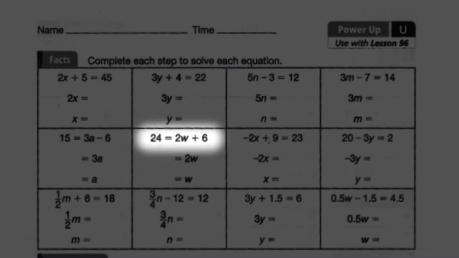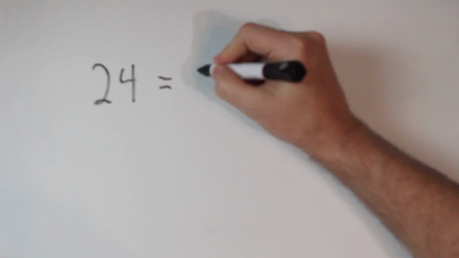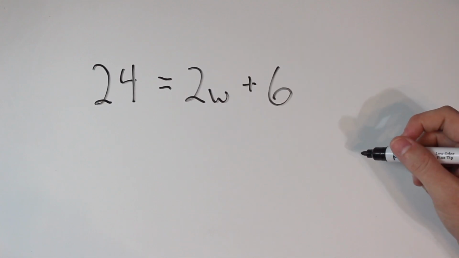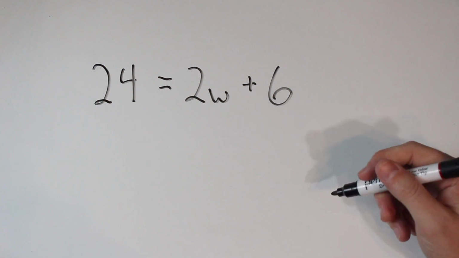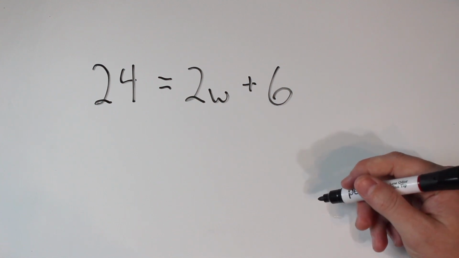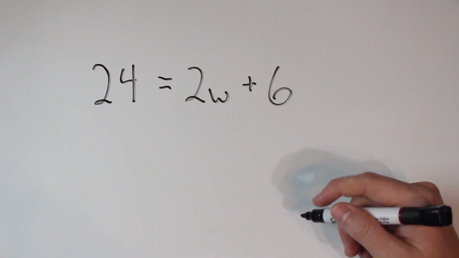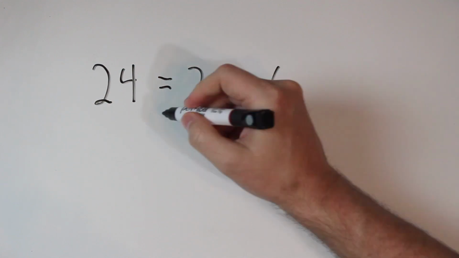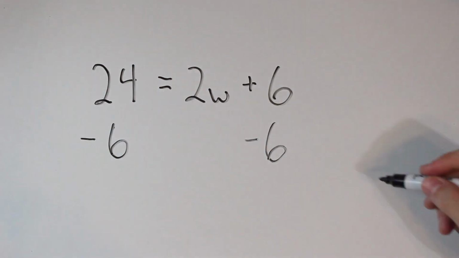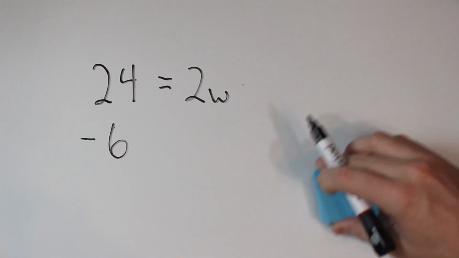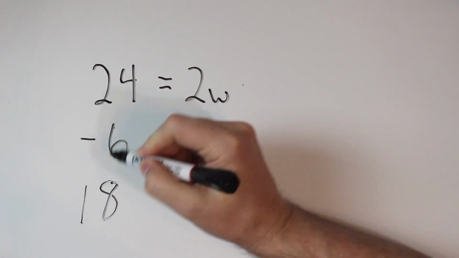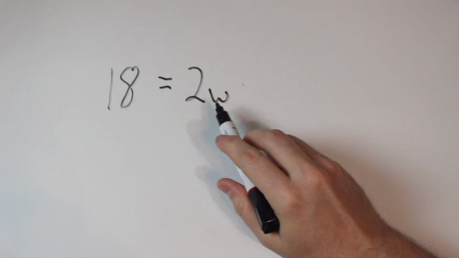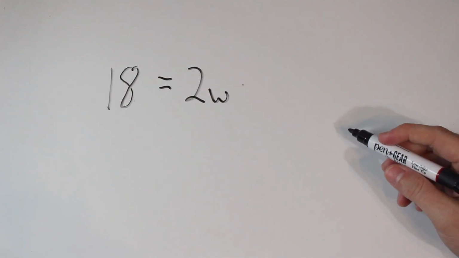24 equals 2w plus 6. Once again, this problem is written differently than we're used to. But let's try to solve it this way anyway. The steps are the same. First, let's undo the addition operation by subtracting 6 from both sides. After we cancel the 6's on this side and subtract 6 from 24 on the other side, we're left with 18 equals 2 times w. That's the first part of our answer.